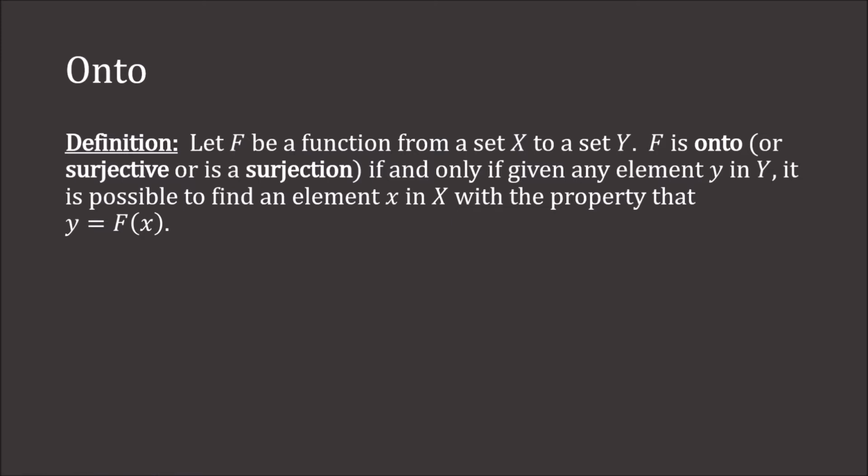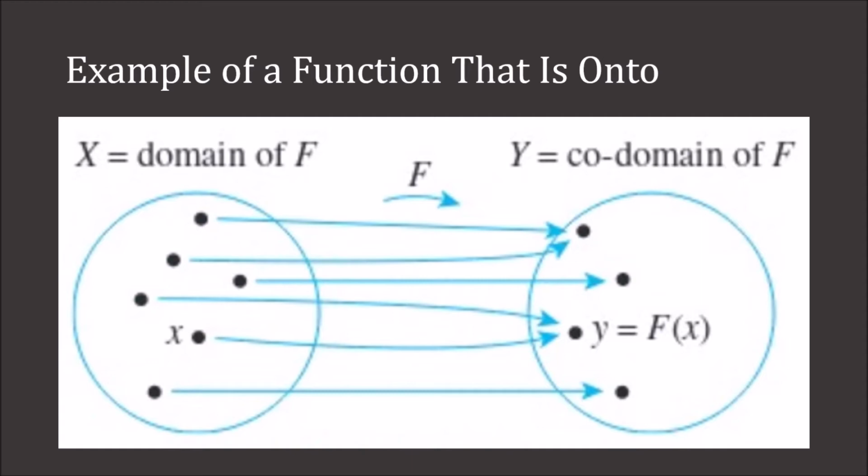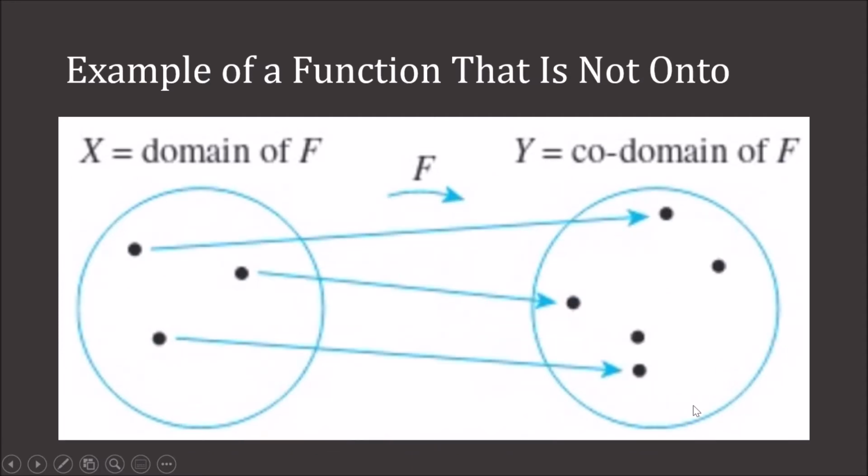So here's an example of a function that is onto. Notice that every element in the codomain has an arrow going to it. Here is an example of a function that's not onto. Here we have 2 elements in the codomain that do not have arrows going to them. Right, so the entire thing is not covered.